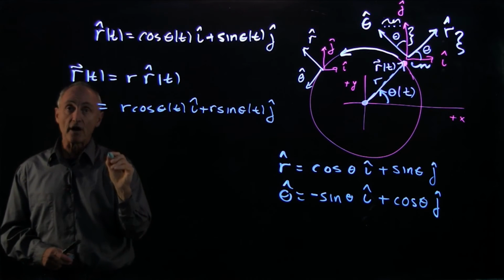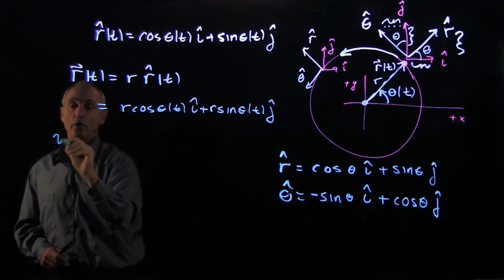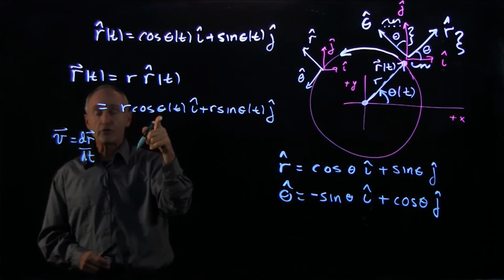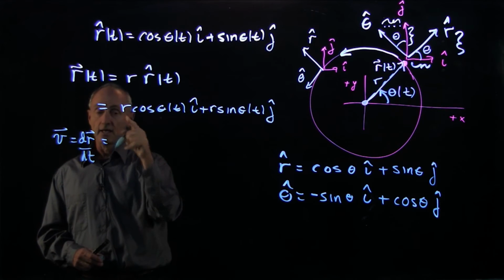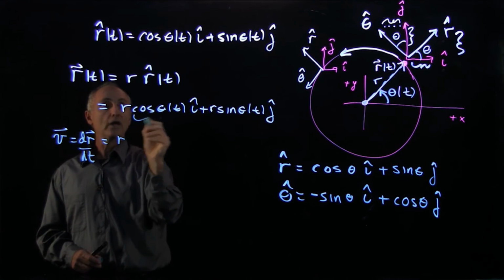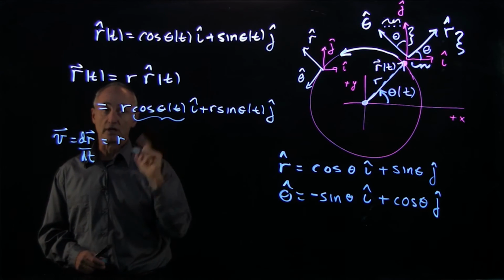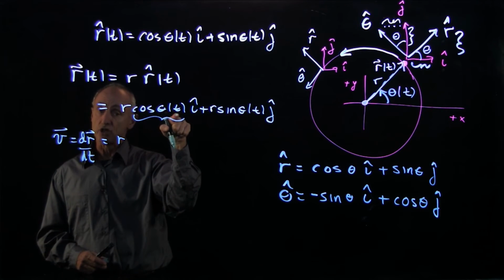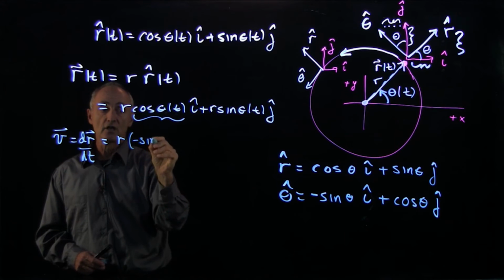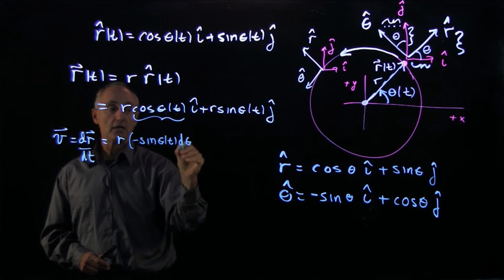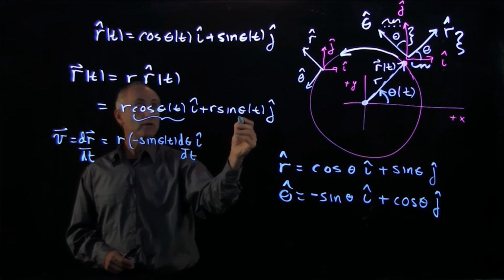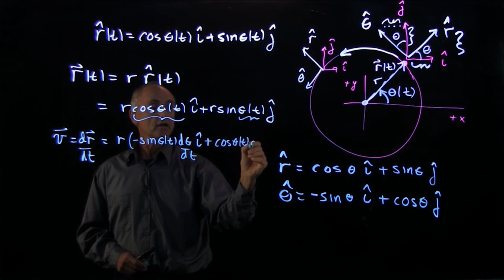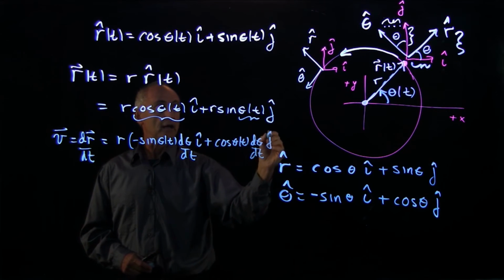Now, we can define the velocity of this object, where the velocity is the derivative of the position vector. When you differentiate, remember r is a constant, so we get r. Now, what is the derivative with respect to time of cosine theta of t? Because the argument theta is a function of t, we need to use the chain rule. So the derivative is minus sine theta of t d theta dt i hat. And the derivative of the sine is cosine theta of t d theta dt j hat.